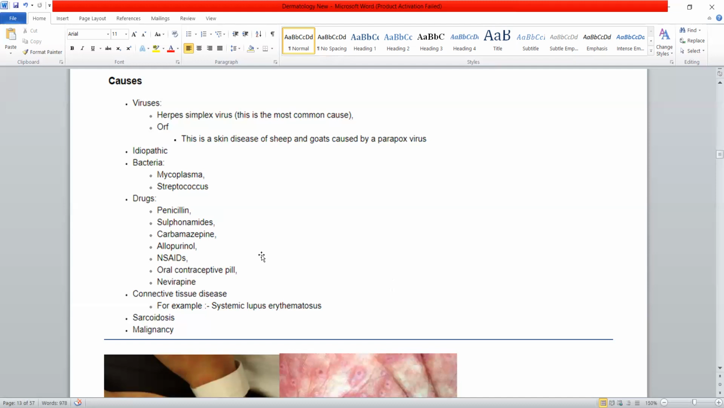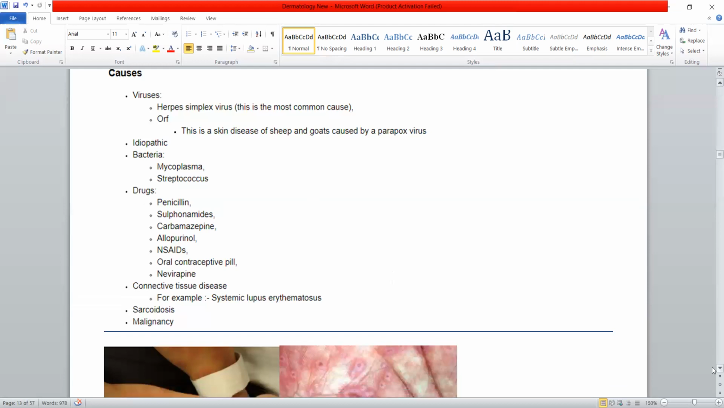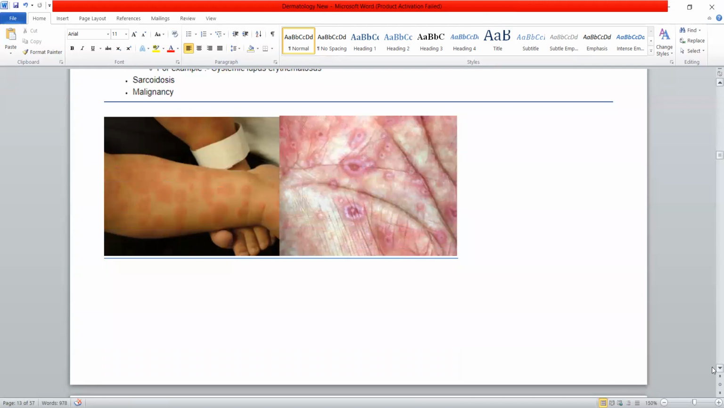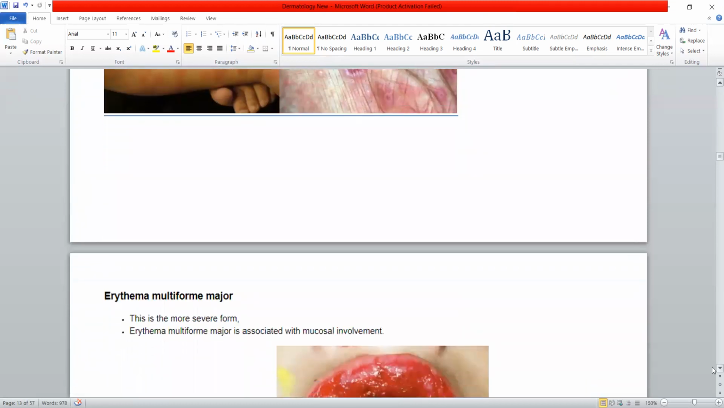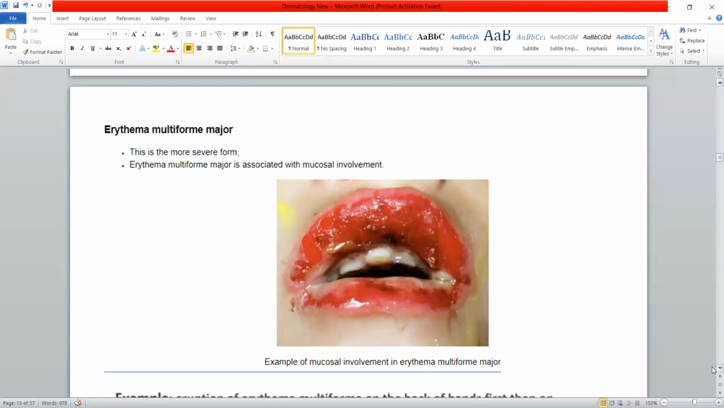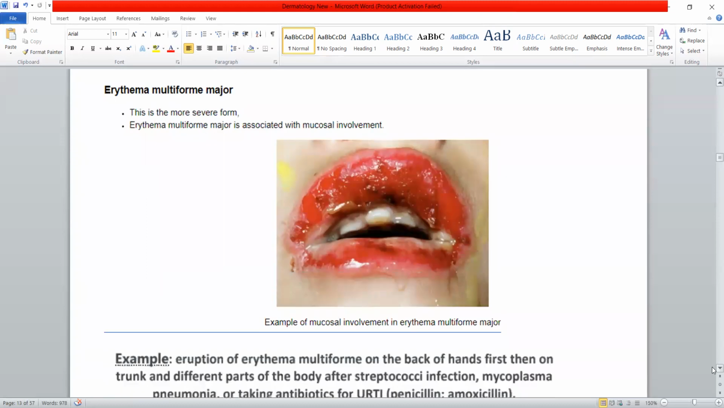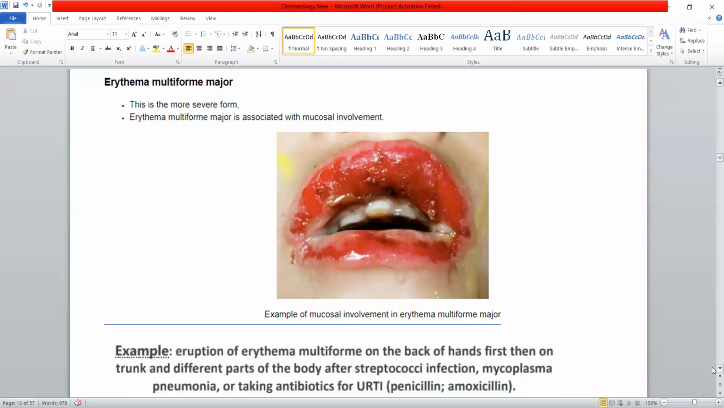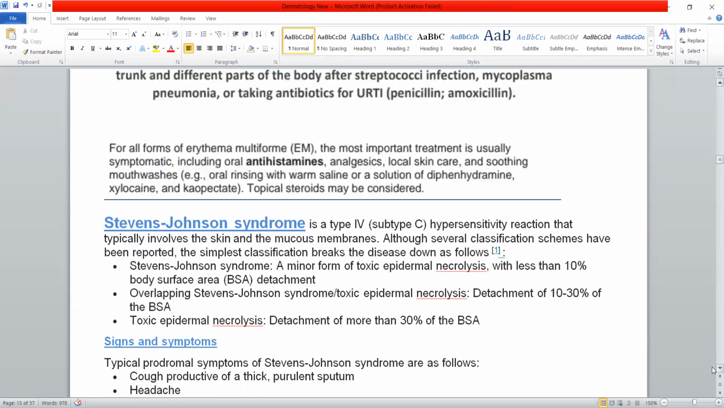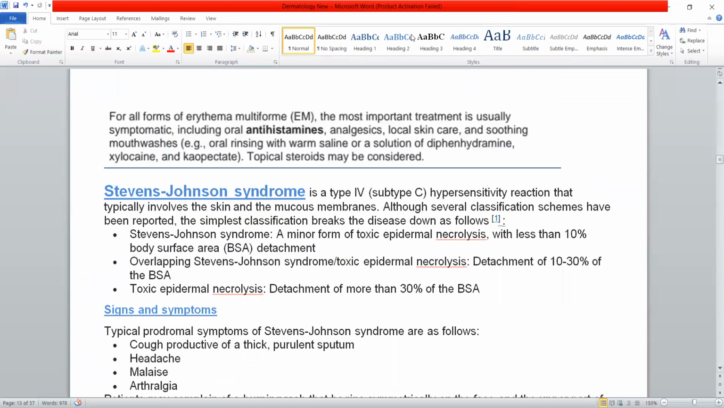So this was all about erythema multiforme. There are two types: minor, when there is only skin involvement, and major, when mucosa is also involved.